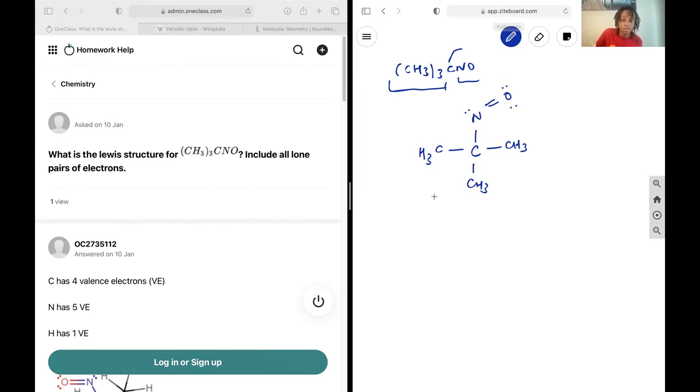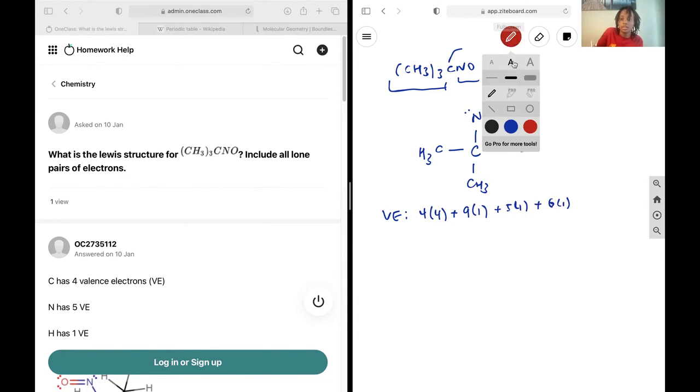Next, we can double check our valence electrons just to ensure that everything is accounted for. And so we should have 4 by 4 because of the carbon, plus 9 by 1 because of the hydrogen, plus 5 by 1 because of the nitrogen, plus 6 by 1 because of the oxygen. Let's just label them because this is a bigger compound.